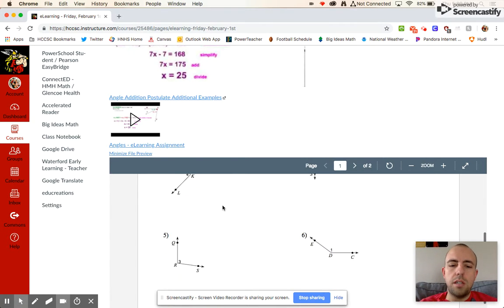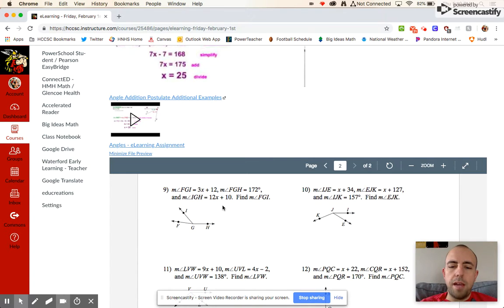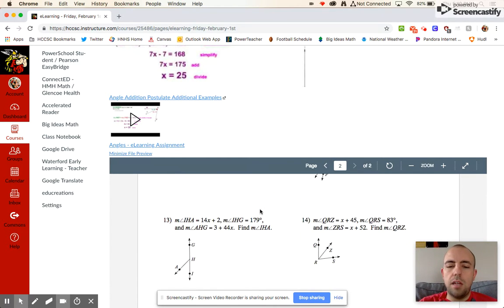When we get to the back, these are going to be the problems that we looked at yesterday. So take a minute, try to set your statement up first before you do any solving. For example, on this number 9, my statement would be that the measure of angle FGI plus the measure of angle IGH is going to equal the measure of angle FGH. Remember, that's part of the angle plus part of the angle is equal to the whole angle. So you can see you've got 8 problems on that as well.